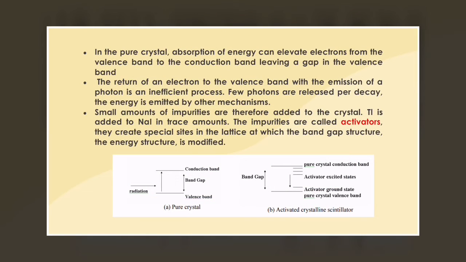In the pure crystal, absorption of energy can elevate electrons from the valence band to the conduction band, leaving a gap in the valence band. The return of the electron to the valence band with the emission of a photon is an inefficient process. Few photons are released per decay. The energy is emitted by other mechanisms. A small amount of impurities is therefore added to the crystal. Thallium is added to sodium iodide in trace amounts. The impurities are called activators. They create special sites in the lattice at which the band gap energy structure is modified.